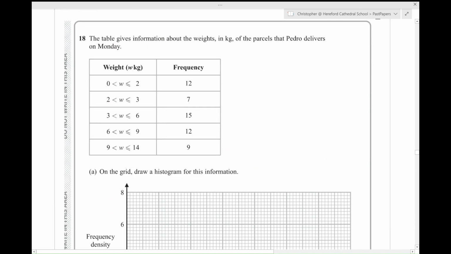18. I've got to draw a histogram for this information, so I'm going to need to work out the class width. So the class width is 2, 1, 3, 3, and 5. And now I'm going to work out the frequency density. So that's going to be the frequency divided by the class width. It's 12 divided by 2, 7 divided by 1, 15 divided by 3, 12 divided by 3, 9 divided by 5. It's 1.4. No, it's not 1.4, it's 1.8. Beg your pardon.